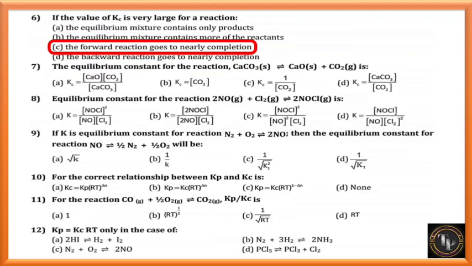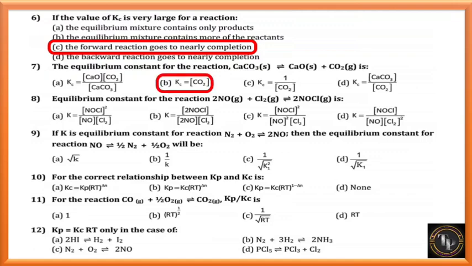The equilibrium constant is the molar concentration of product divided by the molar concentration of reactant, and whatever is in solid state you have to neglect. Molar concentration of product CaO is solid state, neglect it, so we are left with CO2. Divided by the molar concentration of reactant: CaCO3 is also solid, so neglect it, its value is 1. So only CO2 gas remains, the molar concentration of CO2 gas. Option B is the correct answer.